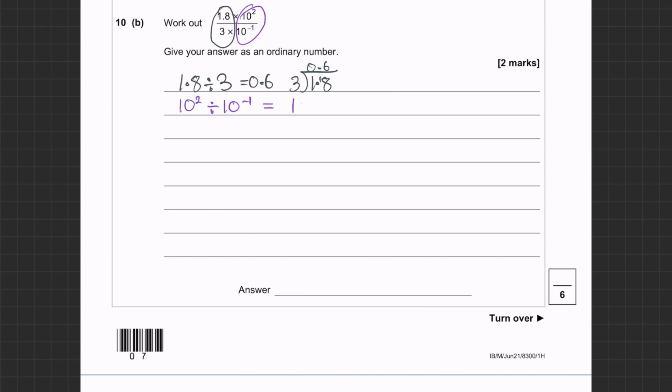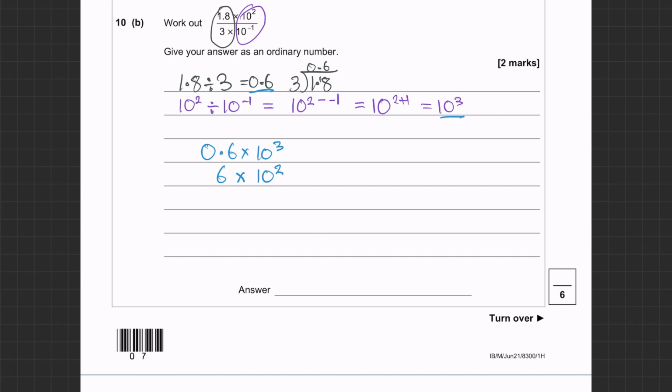Remembering your power rules, that's going to be 10 to the 2, and then taken away because we're dividing, the minus 1. So that will be 2 take away minus 1, which becomes 10 to the 2 plus 1, which becomes 10 cubed. So putting this together, we've got 0.6 times 10 to the 3. I'm going to put it into proper standard form, so 0.6 is not between 1 and 10, so we'll have 6 times 10 to the 2.